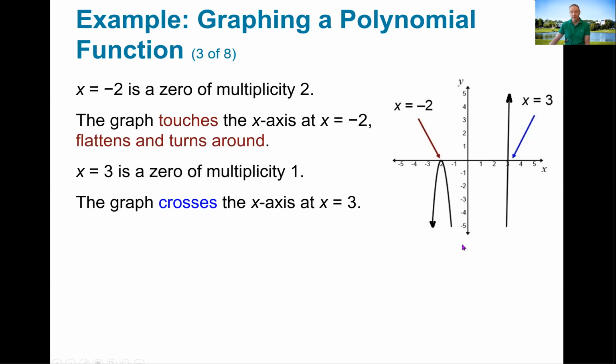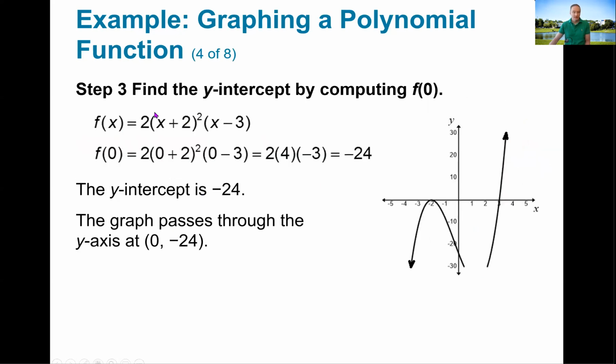Now, one thing you can do to help graph it out and know how quickly it goes down is by finding the y-intercept. That's my step 3. We find the y-intercept by plugging a 0 into the function. So you're going to have 2 times 2 squared times a negative 3. That's going to be 2 times 4 is 8. 8 times negative 3 is negative 24. So now I know it's going to start low. It's going to go up, touch at negative 2, come back down. It's going to cross the y-axis at -24.